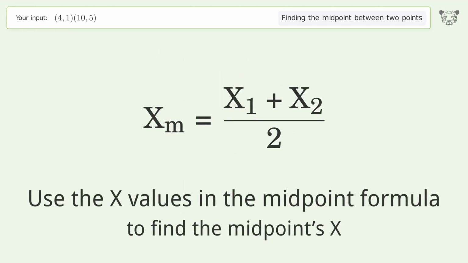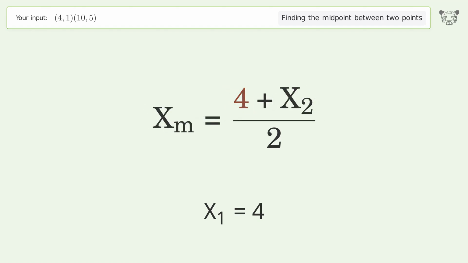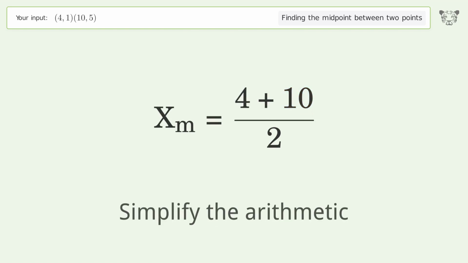Use the x values in the midpoint formula to find the midpoint's x. x1 equals 4. x2 equals 10. Simplify the arithmetic.